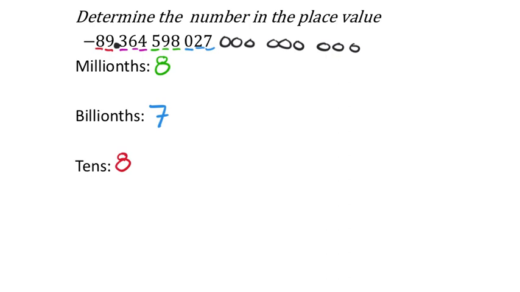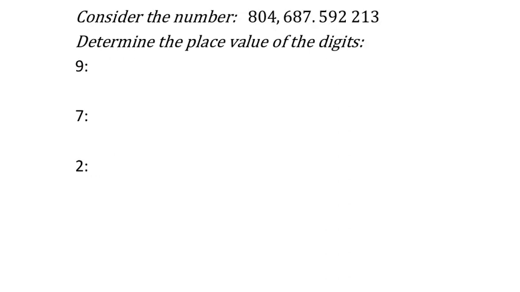But that's it. We got millions, billions, and tens. Here's a big number. I'll read it. What the heck? 804,687, and the decimal would be where the "and" is. We'll talk more about that. 592,213 millionths. Okay, so that's reading that number out loud. I mean, not many people would read it that way, but that's a really nerdy math way to do that.